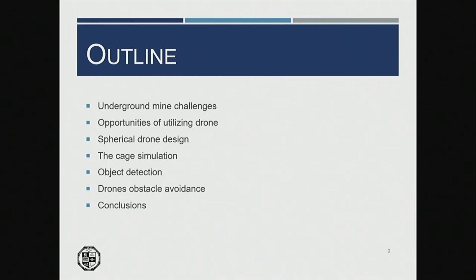Today we are going to talk about underground mine challenges first, then the opportunity of utilizing a drone, a spherical drone design, the cage simulation, object detection, drone obstacle avoidance, and finally the conclusion.